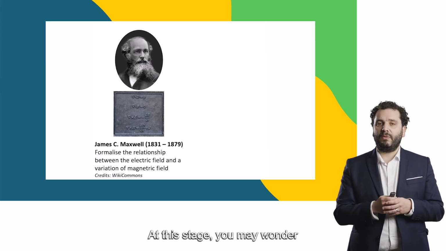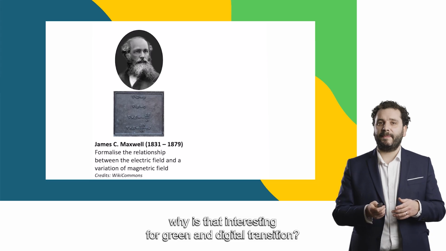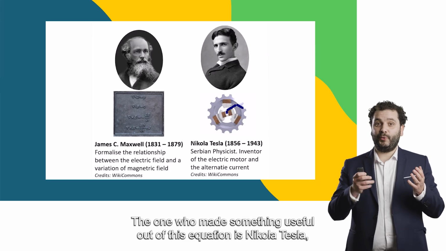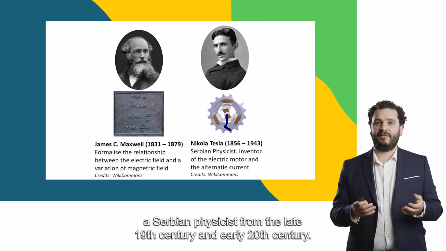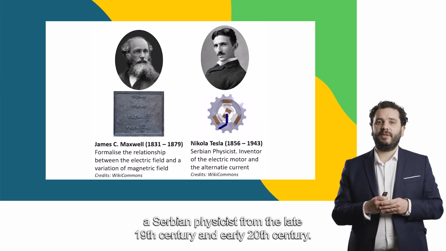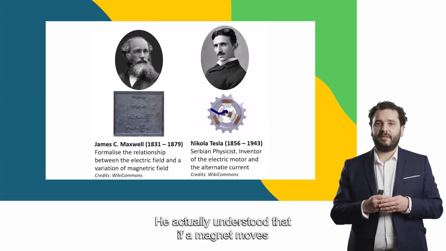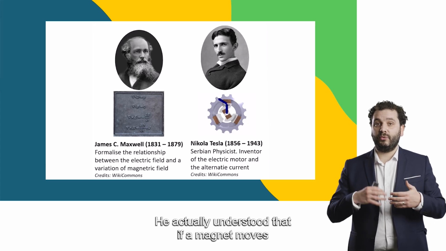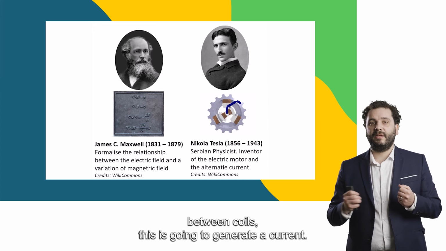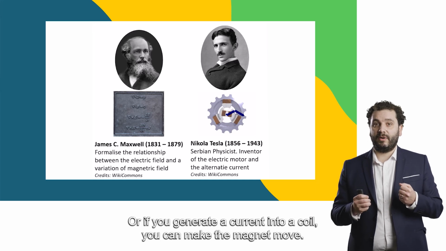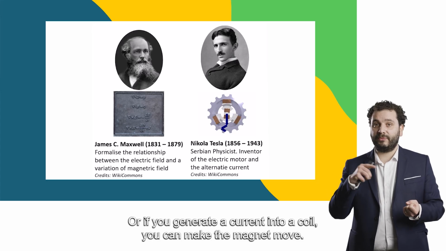At this stage, you may wonder, why is that interesting for the green and digital transition? The one who made something useful out of this equation is Nikola Tesla, a Serbian physicist from the late 19th century and early 20th century. He understood that if a magnet moves between coils, this is going to generate a current. Or if you generate a current in a coil, you can make the magnet move.